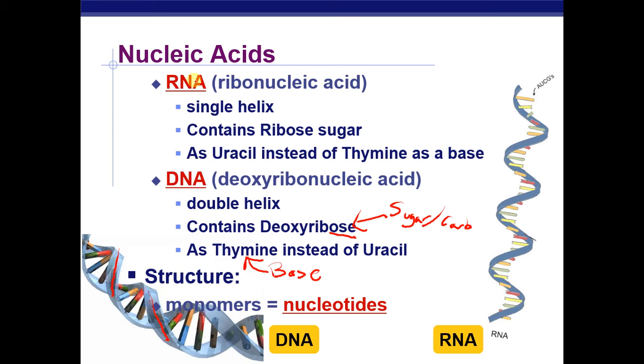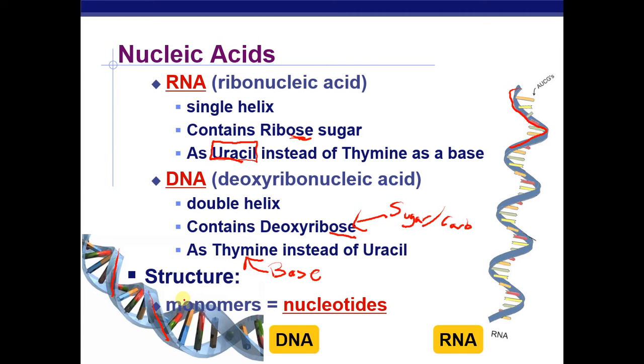On the other hand, RNA, or ribonucleic acid, is a single helix. It only has one strand, only one strand here. It contains ribose sugar instead of deoxyribose sugar, and it has uracil in it instead of thymine. We'll talk about the differences between RNA and DNA more when we get into genetics, but these are the ones that are important to remember for macromolecule structure, function, and properties right now.